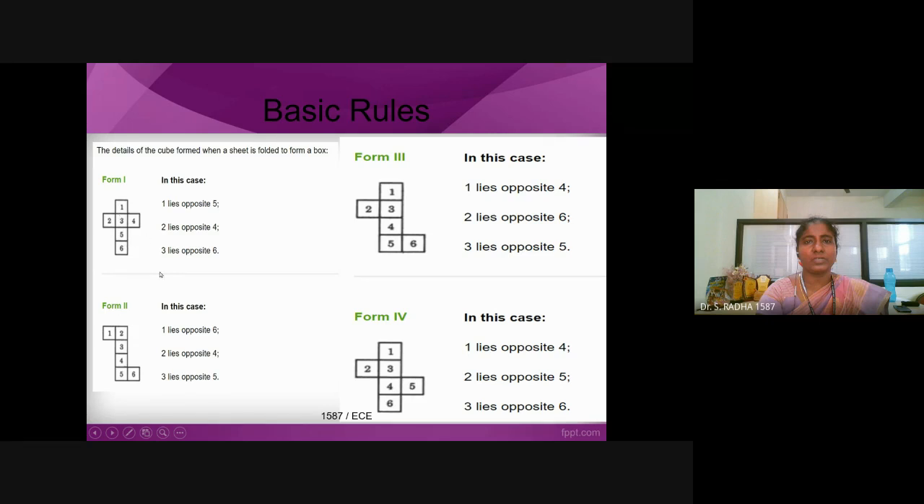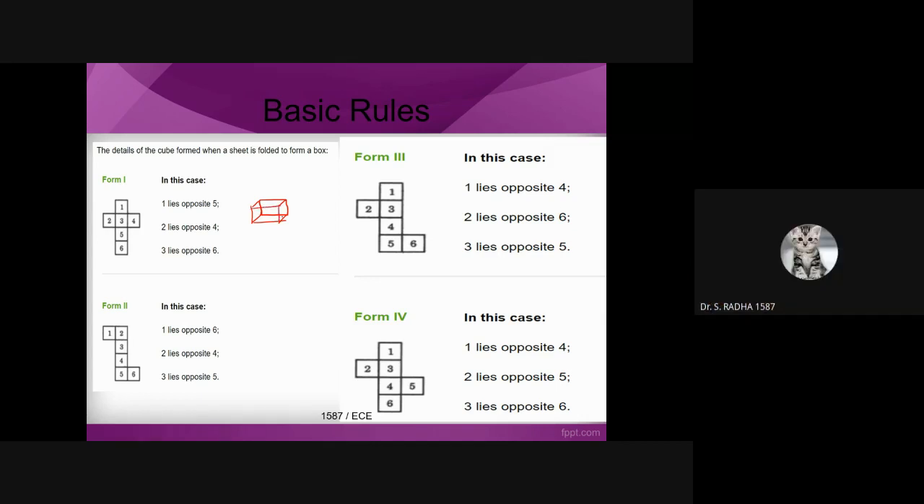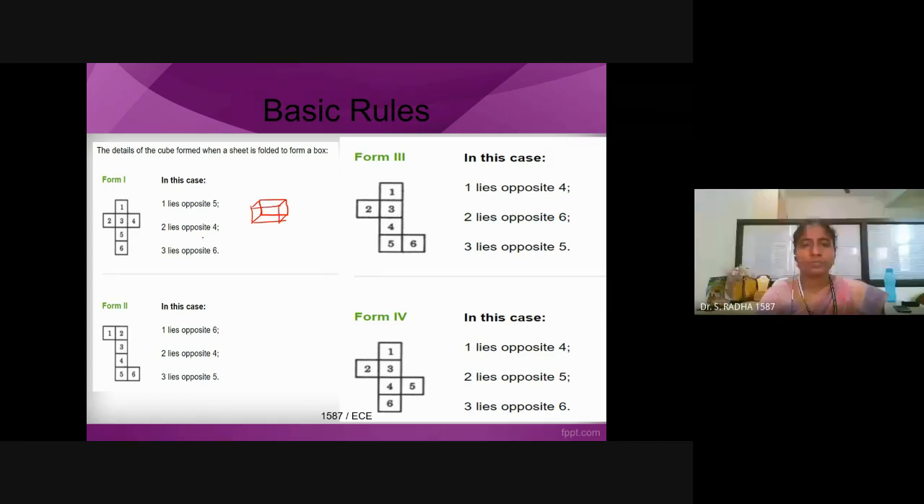Cube means a box. Okay, cube means a closed box. So just this can be the box. Okay, opposite faces is written here.